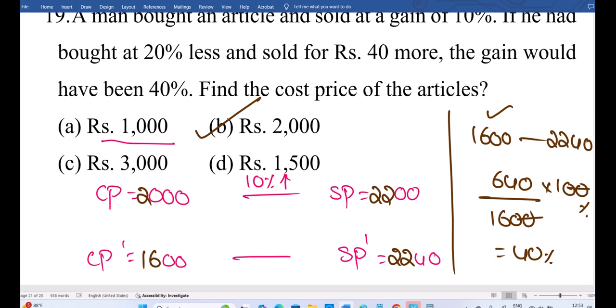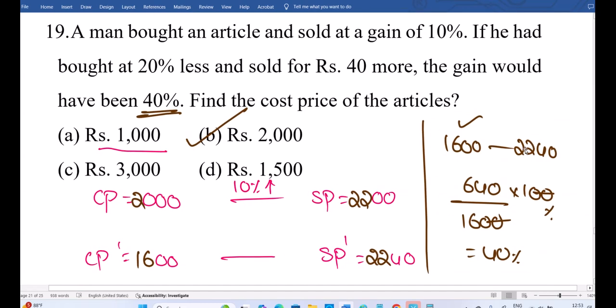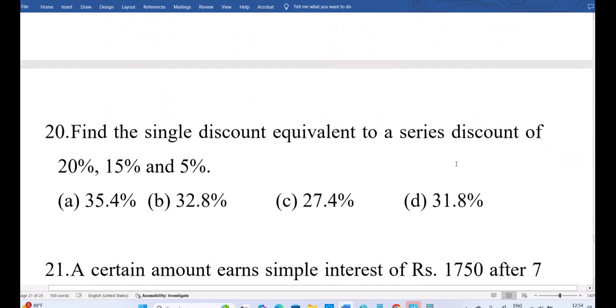Cost price, first we tried for 1000, it's not working out. Then we're trying for 2000, it works out. 40%, if it is satisfied, then done. I got 40%. So complete. So 2000 is the correct answer. But this is a typical question, not very easy. Let's see the next question.